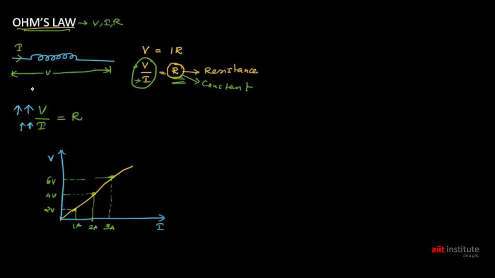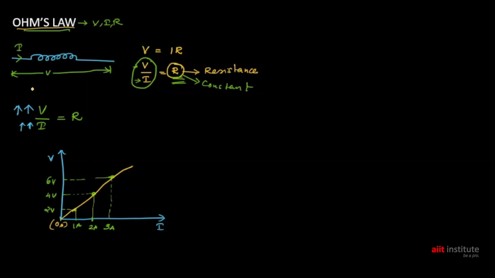This straight line must pass through the origin. This is the origin, the 0, 0 level. Why? Because if the voltage is 0, the current must also be 0. That is what the relationship is saying, right? So how can we check whether a material or device obeys Ohm's law? By using this graph.